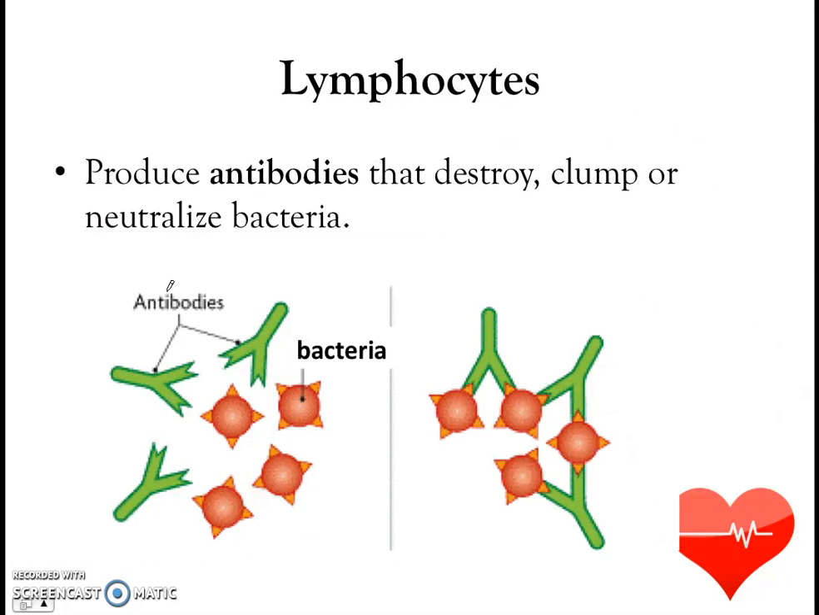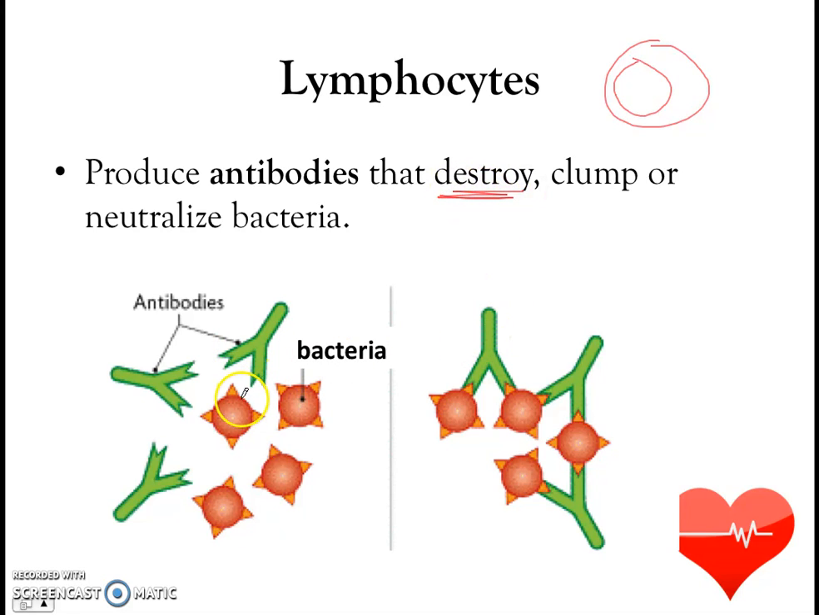Okay, the next kind of white blood cell is the lymphocyte. Remember the one that looks more circular with a more circular nucleus. Now the lymphocyte's main job is to produce antibodies. So these antibodies have three main effects on bacteria. Firstly, the antibodies might destroy the bacteria directly.